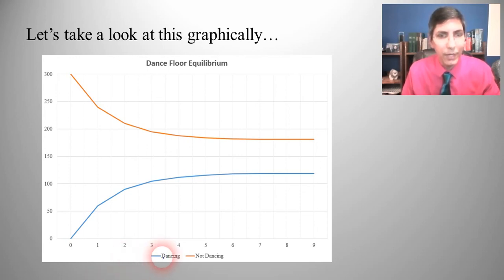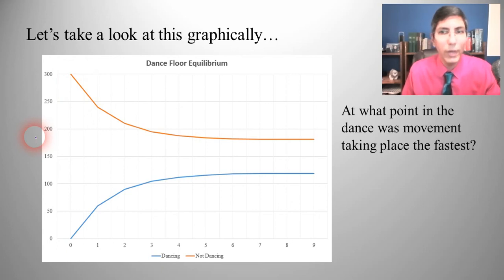And so the blue line would be those who were dancing, starting at 0, and the red line represents those who were not dancing. At what point in the dance was movement taking place the fastest? Hopefully you remember from the problem, or you can see it from the graph, that the slope is highest at the very beginning, right? At the very beginning of the dance, we had a net change of like 60 in one direction, whereas at the equilibrium point, we had a net change of 0.